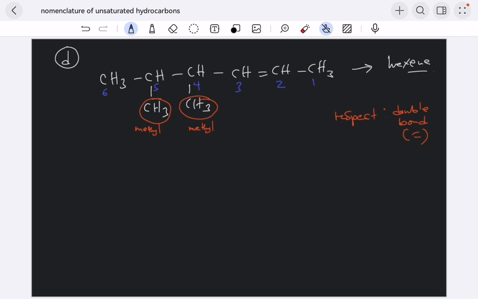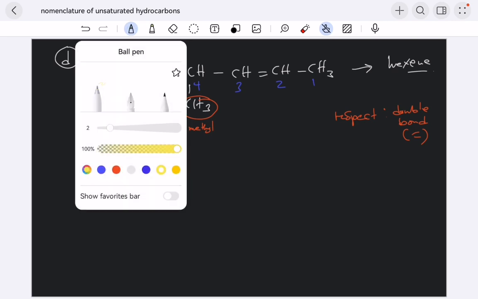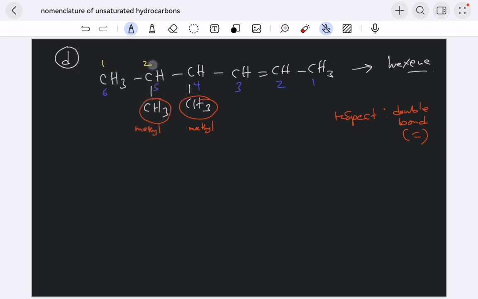So my counting should start from where we are closer to the double bond, because if we start from the other side, which is 1, 2, 3, 4, 5, 6, we're going to notice that our double bond is going to be at position number 4. But when we start from this side, our double bond is going to be at position number 2.